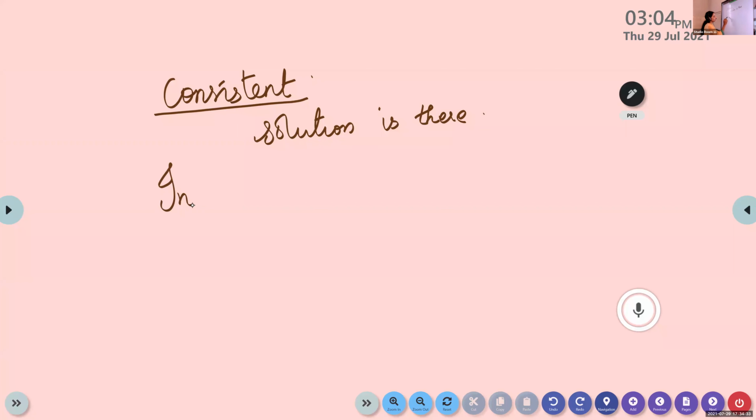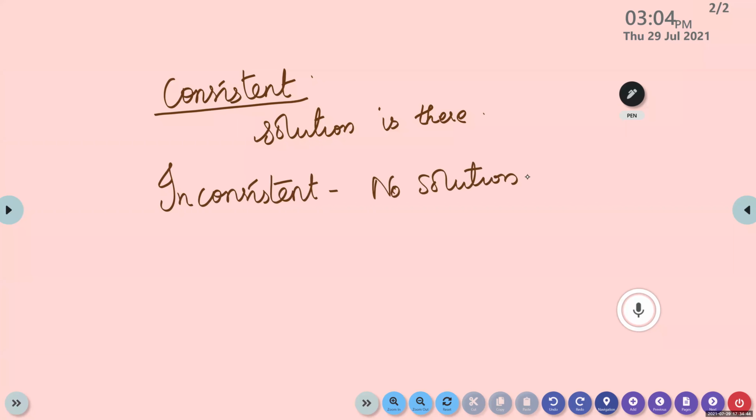So what is meant by inconsistent? Inconsistent means the given system of equations has no solution. No solution means we call it inconsistent.